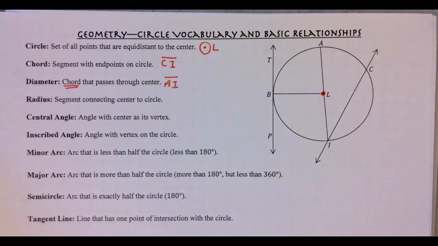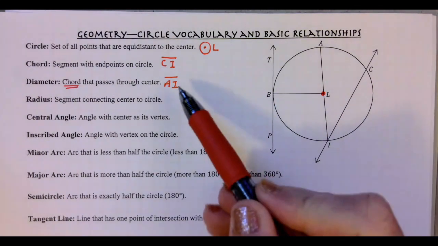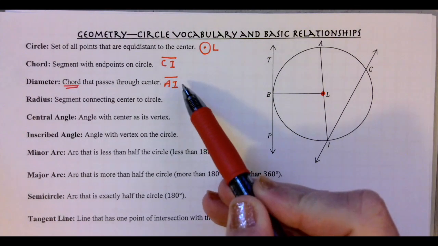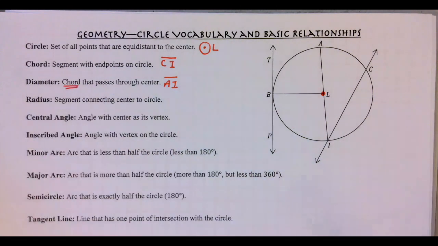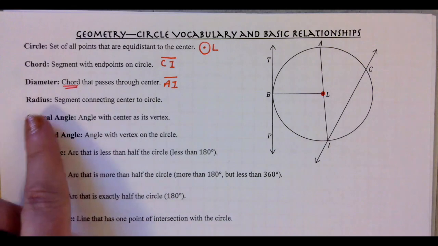Now, of course, with segment notation, we could have reversed the order. That would be fine. So if I wanted to call this segment IA, that is the same segment. That's the same diameter.